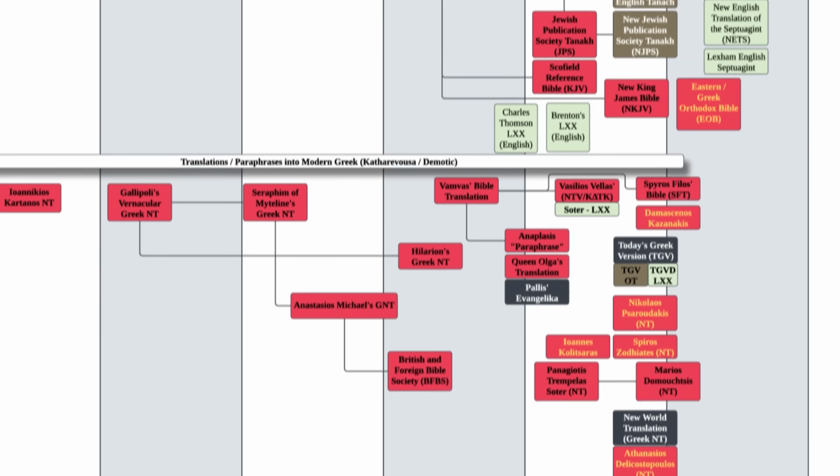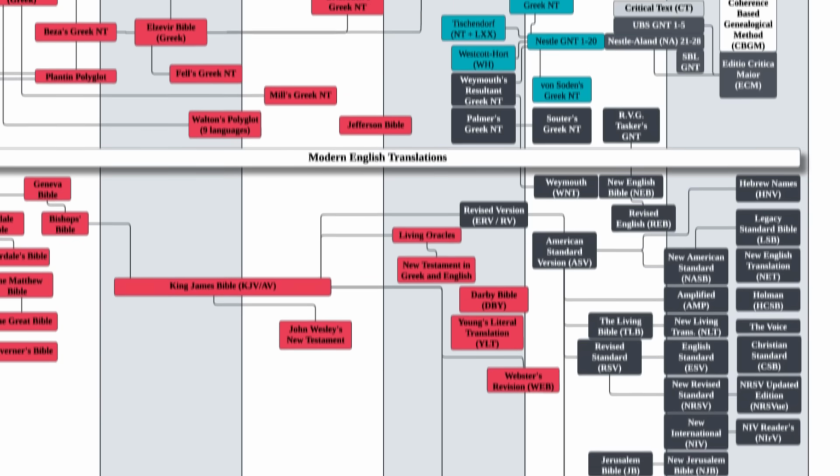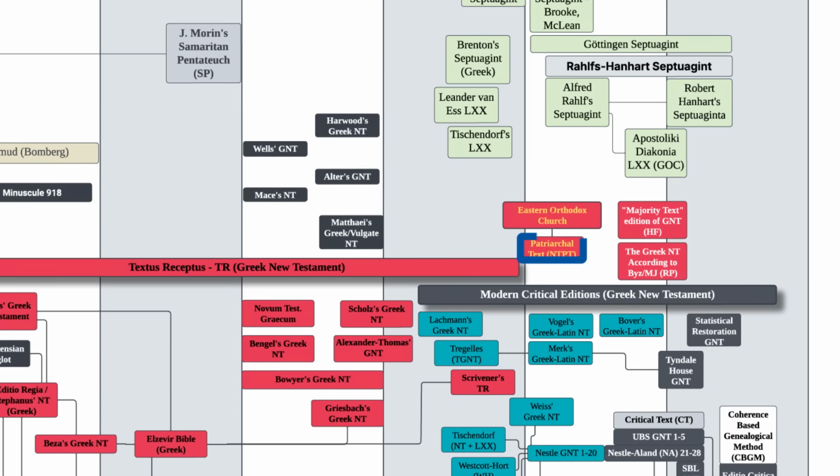One last thing I'll point out in this red Byzantine section is this box, which differs from the rest in that it has gold text. This represents the patriarchal text, which today is the official version of the Bible used by the Greek Orthodox Church.